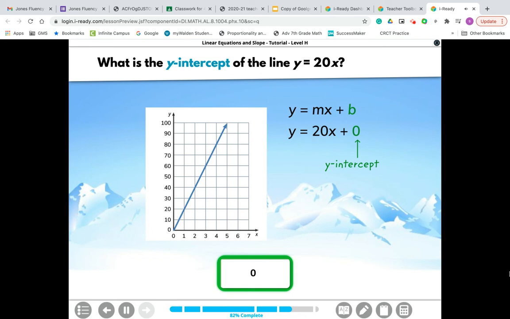Gee, I thought of it another way. I know that y equals 20x represents a proportional relationship, so the graph is a line through the origin, which means the y-intercept is 0.